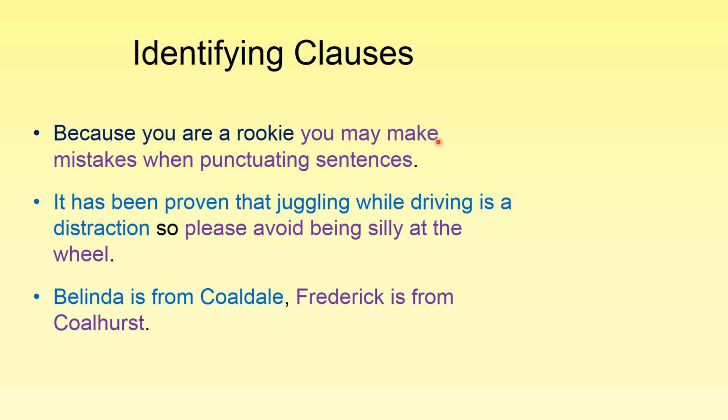In purple, we have an independent clause. You may make mistakes when punctuating sentences. We'll look at the punctuation in the next slide. The next example we have here, it has been proven that juggling while driving is a distraction. This can function as a sentence on its own, therefore, it is an independent clause. On the other side of the sentence, we have, please avoid being silly at the wheel. This is actually an independent clause as well, so we know that we have 2 independent clauses in this sentence.